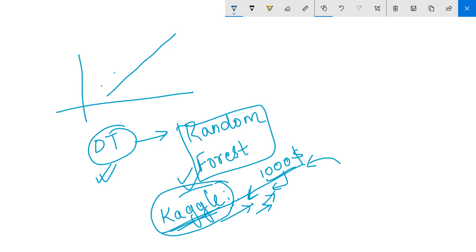So basically, Kaggle is nothing but a platform where you work on data science projects, and random forest will be very helpful for you, and the basics of random forest will be coming from your decision tree. If I want to say Kaggle in short, it's a competition forum for data scientists.